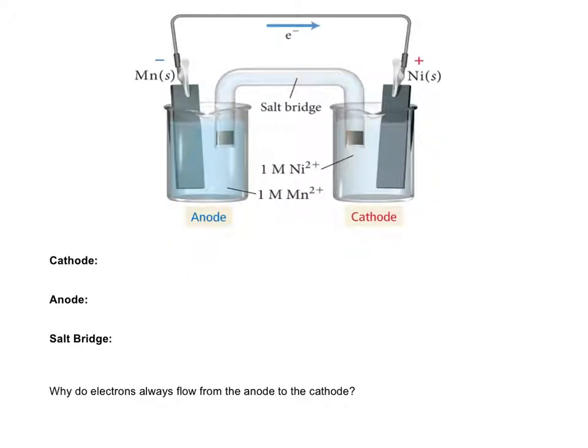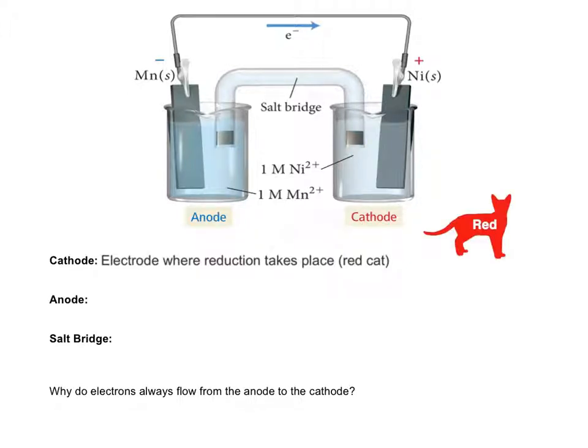Okay, so let's go through some of these things we just talked about. So the electrodes in this case would be the manganese solid that's over here on the left and the nickel solid that's over here on the right. Those would be our two electrodes. The two different beakers are our two half cells. So in one of them, the reduction reaction takes place, and in the other one, the oxidation takes place. And two other terms that you need to know are cathode and anode. So one of the half cells is the cathode, and the other half cell is the anode.